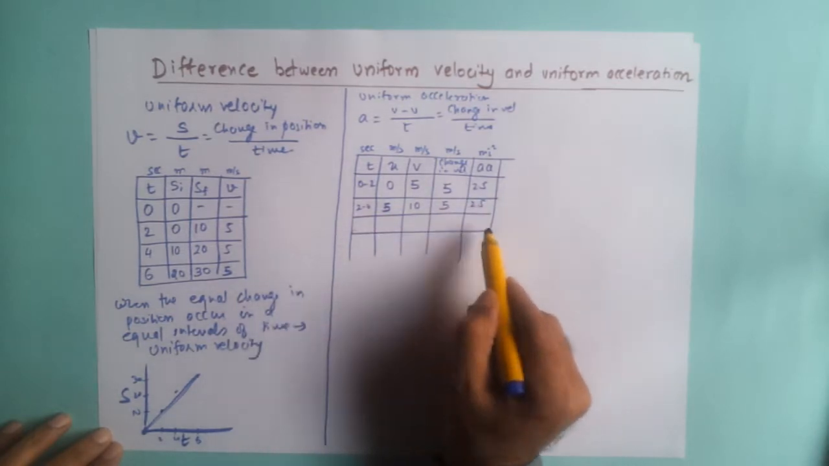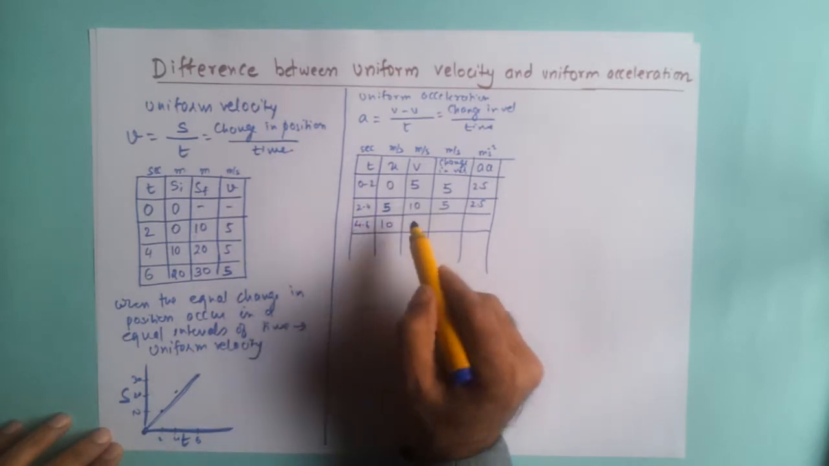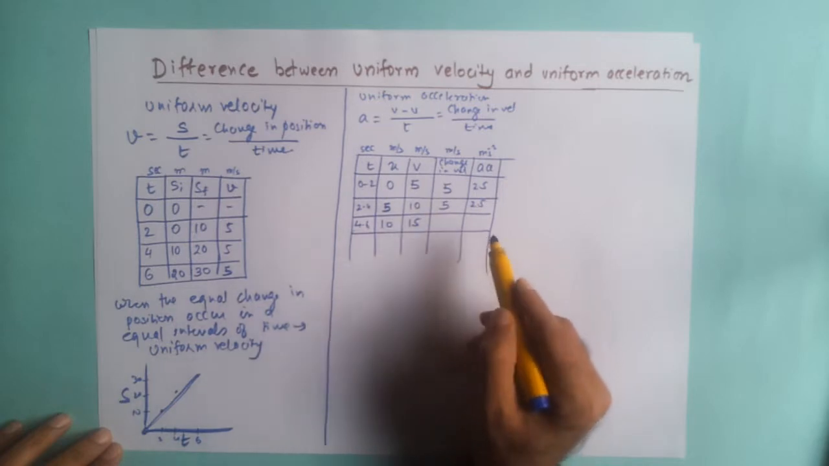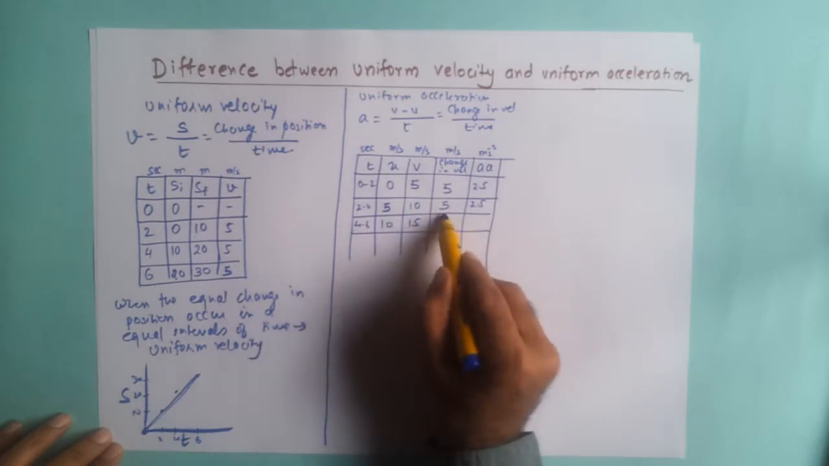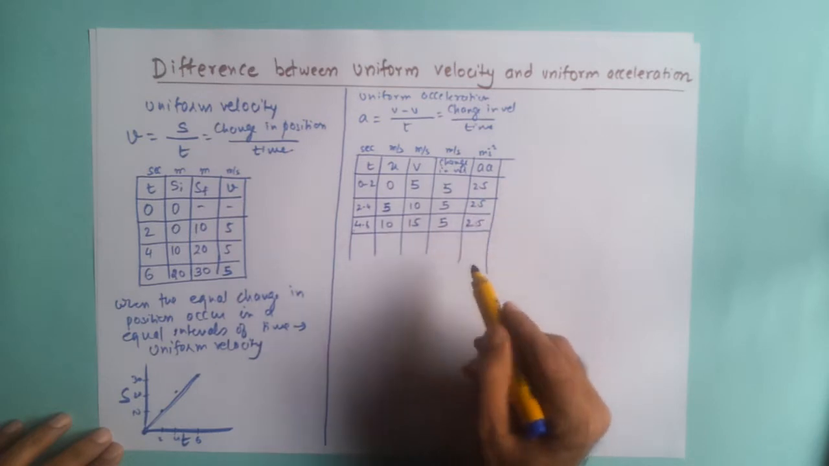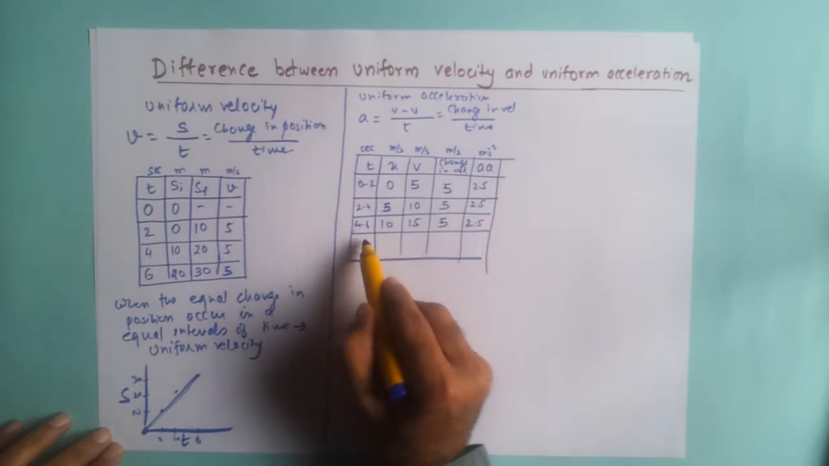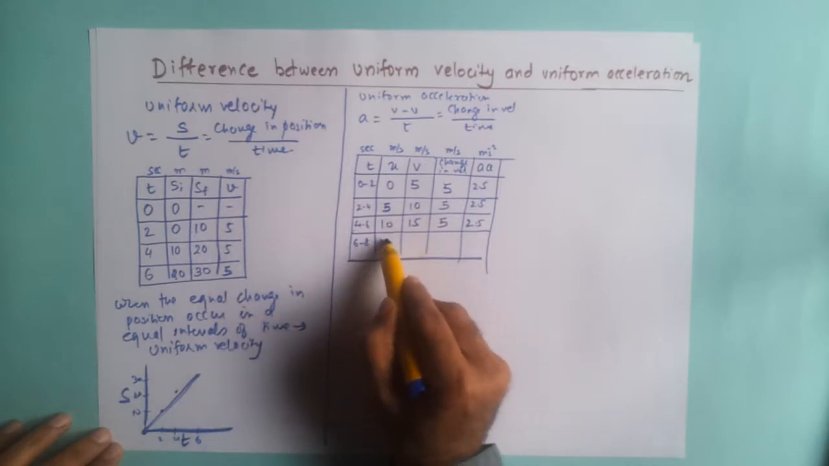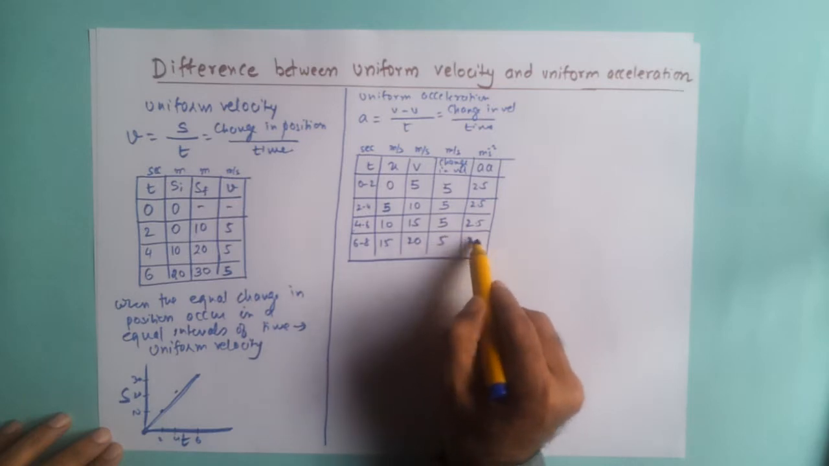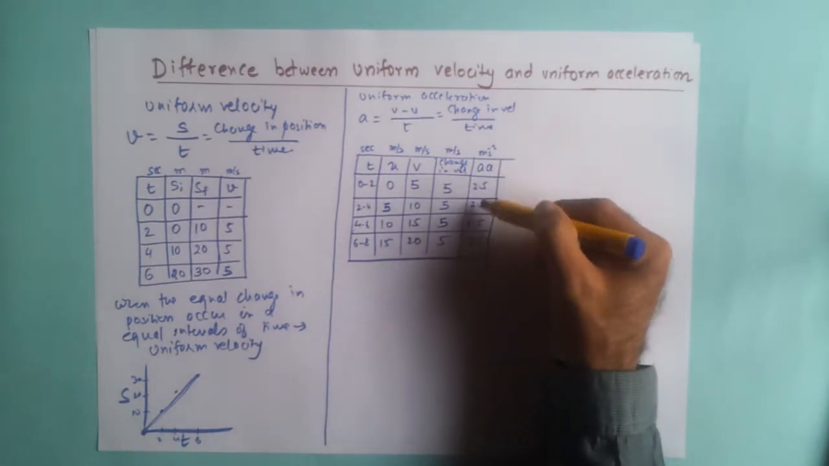And let us take one more. From 4 to 6 seconds, initial velocity 10, let us say the final velocity is 15. Change in velocity 15 minus 10, 5. 5 divided by 2 is 2.5. So you can see over here the acceleration is constant. Let us take one more to make the table complete. 6 to 8 seconds, 15 to 20, 2.5. So acceleration is constant, 2.5 meters per second square.